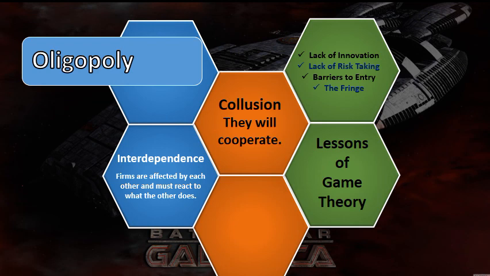Okay, so game theory tells us that an oligopoly is going to be wildly different in its behavior than competitive industries where there are lots and lots of buyers and sellers. Oligopolies are going to be unique. And game theory tells us how they're going to act.